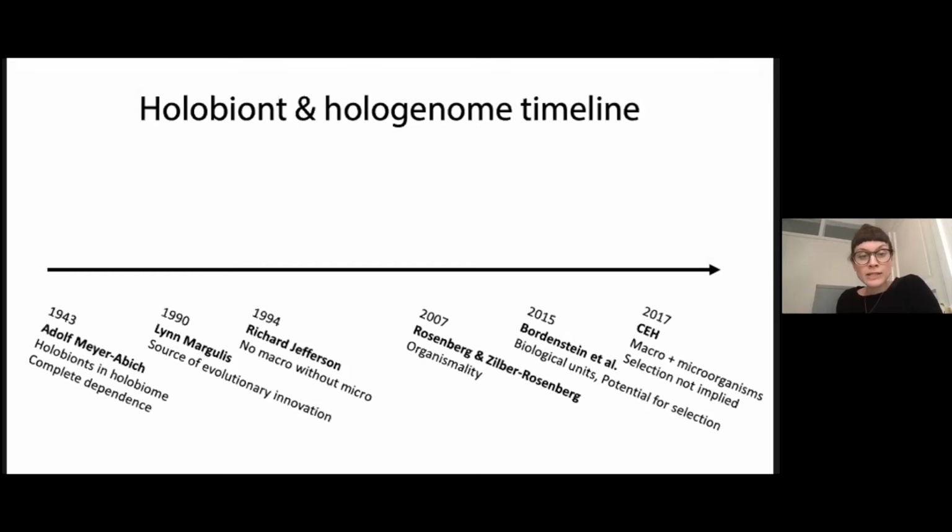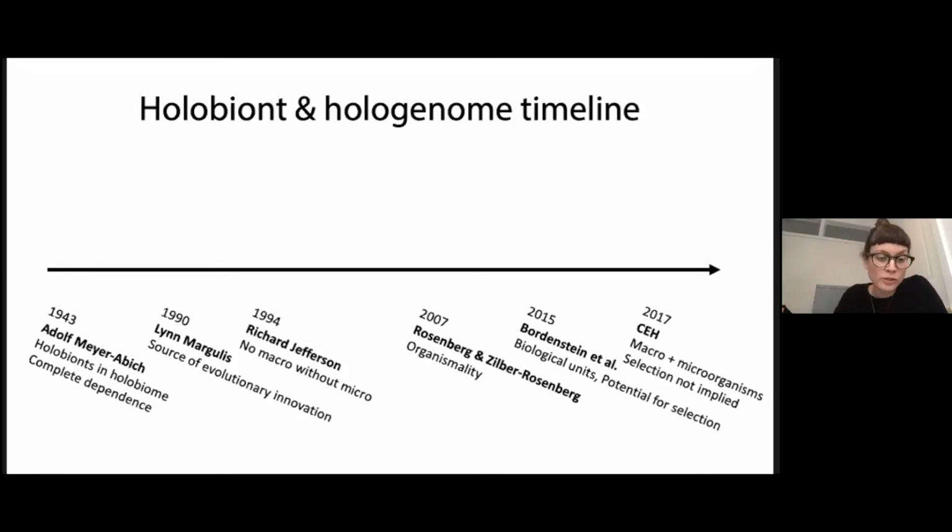A couple of years later, also in collaboration with the Rosenbergs, we have Bordenstein coming in and writing a couple of seminal review papers and really introducing the holobiont and hologenome as a biological unit, and there's potential for selection at all the different levels, both the microbes, the host, and then the association itself.